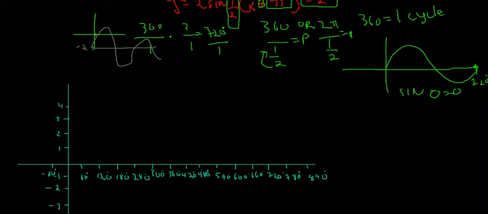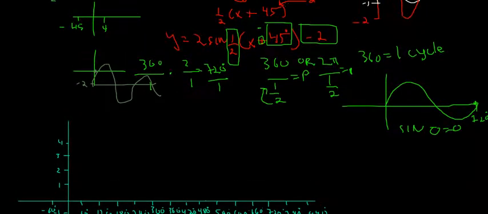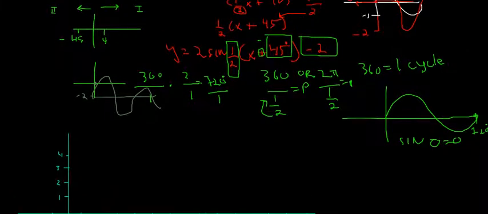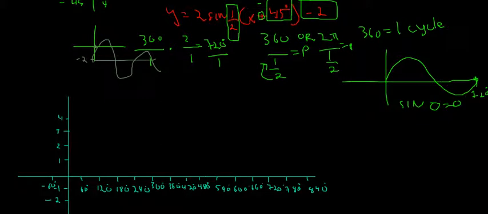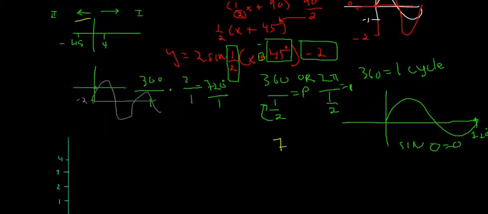Okay, so let's start where we left off. We know that our transformation is, well, positive 45 degrees, right? But we know if it's positive, it's going to go to the negative side, right? So let's start at negative 45. It should be around here, right? And we know that our cycle is 720, right?